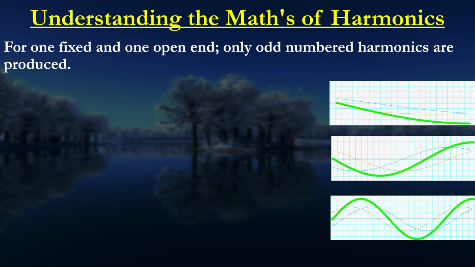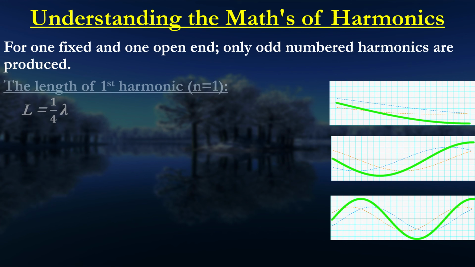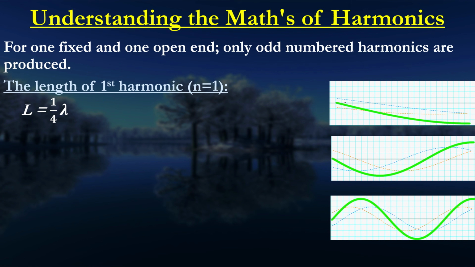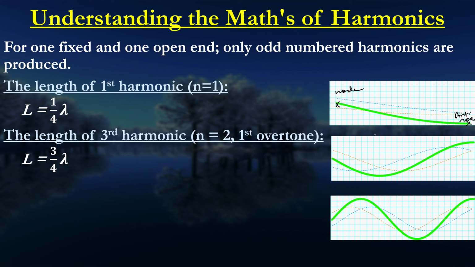Let's look at if it was 1 fixed end and 1 open end. Okay, if it's 1 fixed end, we get a quarter of a wavelength, sorry. The way we work this out is we only have 1 node and 1 antinode. This is what I said before in a previous 2 slides. Okay, that's a quarter of a wavelength there. The next one we have is 3/4 of a wavelength.